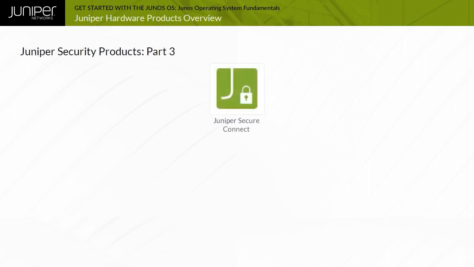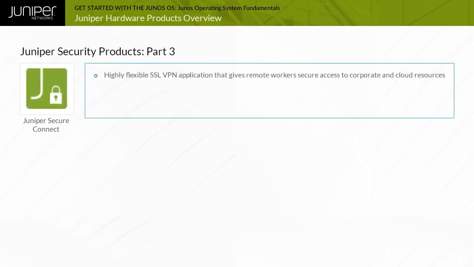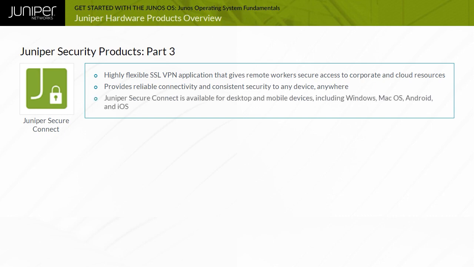Some other Juniper security products include Juniper Secure Connect, which is a highly flexible SSL VPN application that gives remote workers secure access to corporate and cloud resources, providing reliable connectivity and consistent security to any device, anywhere. Juniper Secure Connect is available for desktop and mobile devices, including Windows, Mac OS, Android, and iOS. When combined with the SRX series services gateways, it helps organizations quickly achieve optimal performance and connectivity from client to cloud, reducing risk by extending visibility and enforcement to users and devices wherever they are.